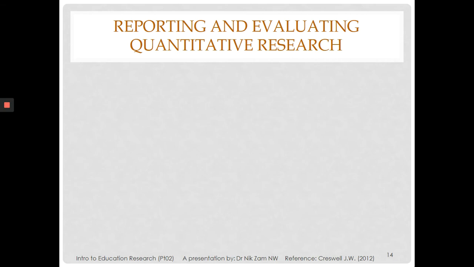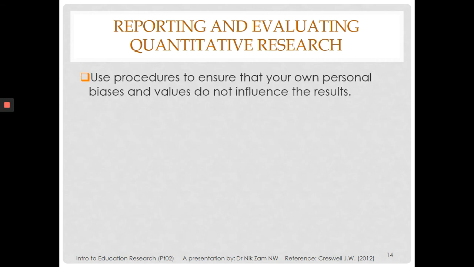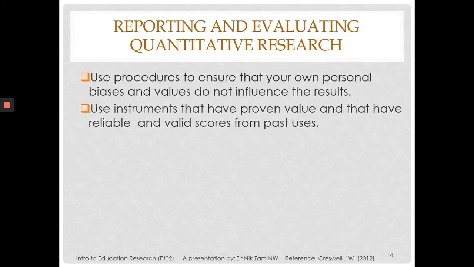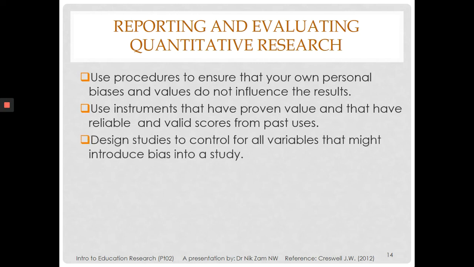Reporting and evaluating quantitative research. They use procedures to ensure that your own personal bias and values do not influence the result. They use instruments that have proven value, that have reliable and valid scores from past use. Design the study to control for all variables that might introduce bias into a study. For example, use instruments that have been proven.